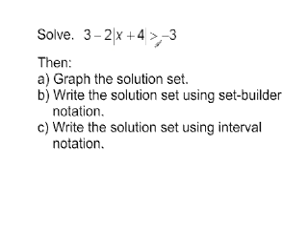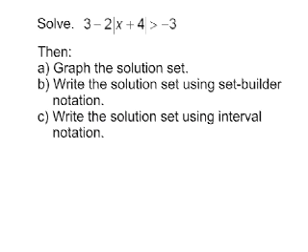Solve the inequality 3 minus 2 times the absolute value of x plus 4 is greater than negative 3. Then A, graph the solution set. B, write the solution set using set builder notation. And C, write the solution set using interval notation. So we will begin by solving our inequality.